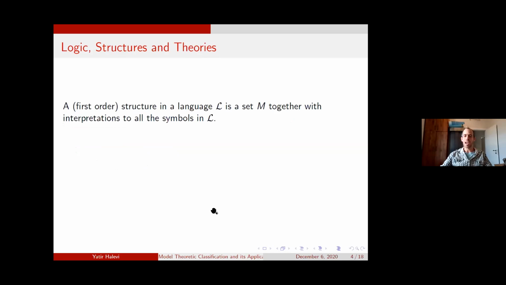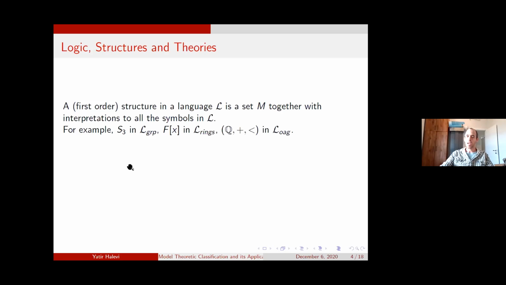A first order structure in the language L is a set, and you give interpretation to all the symbols. So if you have a symbol for addition, you can interpret it as addition if, for example, you are in an abelian group, but of course you can interpret it any way you want. But mostly we do it in a meaningful way, so you'll know what I'm talking about. For example, the group S3 in the language of groups, when we interpret the identity element as the identity and multiplication as normal multiplication. Polynomials over R is a ring, interpreted as we would. And Q with plus and less than as an ordered abelian group.